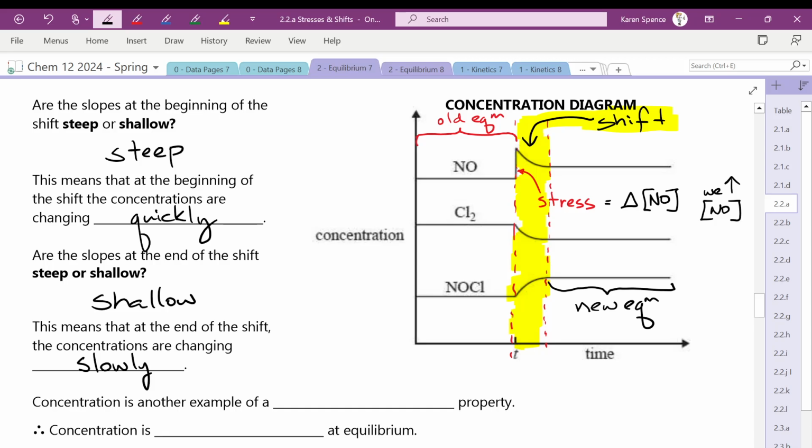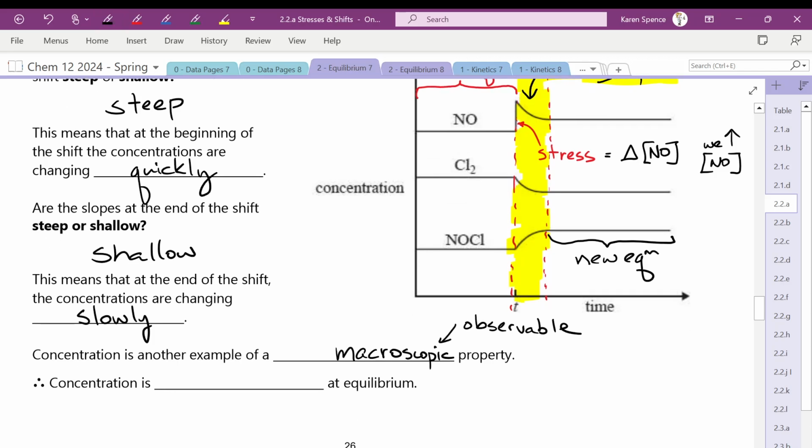Concentration is an example of what kind of property? Macroscopic. What does macroscopic mean? Observable. And what can we say about concentration at equilibrium? Is constant.